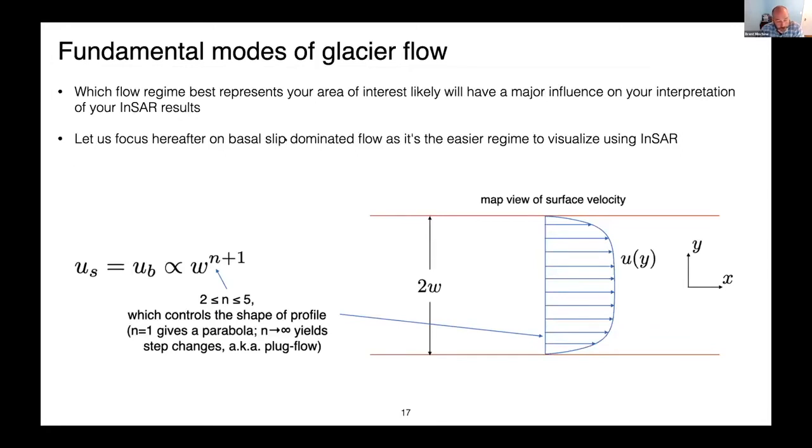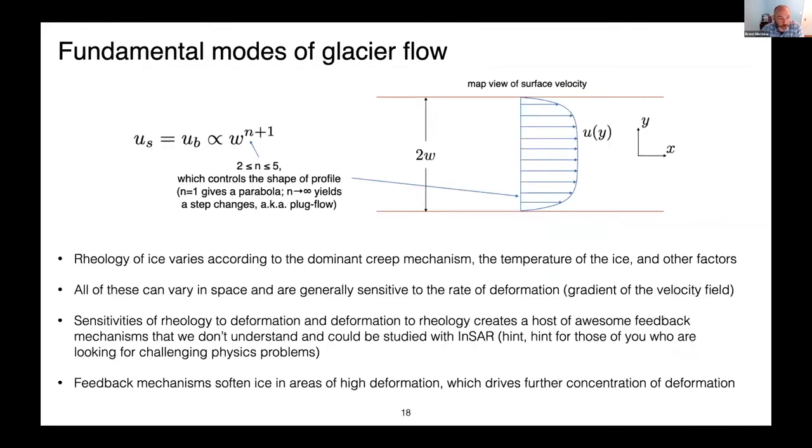So we're going to focus here, just to get down a few more concepts before we get to the end of all this, on basal slip dominated flows. It's the easiest regime to visualize using InSAR. Again, the velocity simply goes as the width raised to the n+1 power, and this overall shape is dominated by the value of n. As n becomes very large, you're localizing more deformation toward the margin.